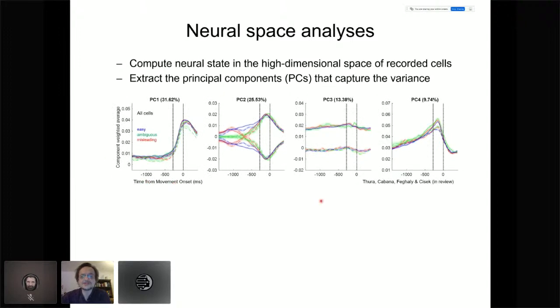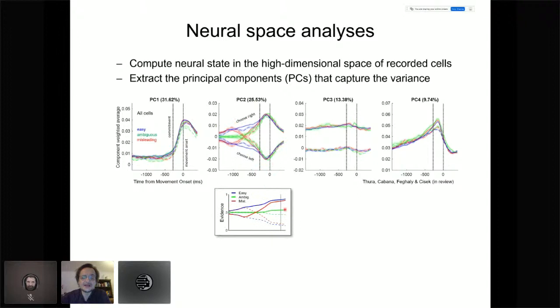So this is what we get from the tokens task when we do that. These are the top four principal components that we get. And they're very interesting. Here they're plotted for the different trial types that I described: easy, ambiguous, and misleading. So the first component's interesting because it looks like a state transition. Before commitment, it's down here, and then it shifts at movement onset to some kind of other state. So it's telling you when you're transitioning between deciding and acting. The second component is tuned to choosing to the right or to the left. And it looks, in fact, a lot like the evidence that we actually present to the monkey.